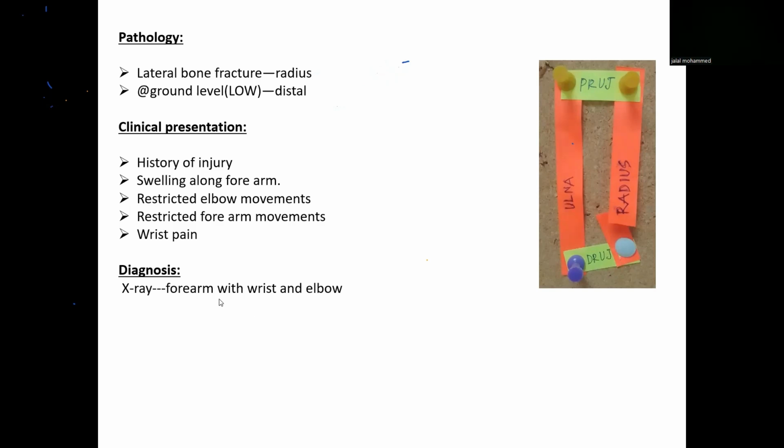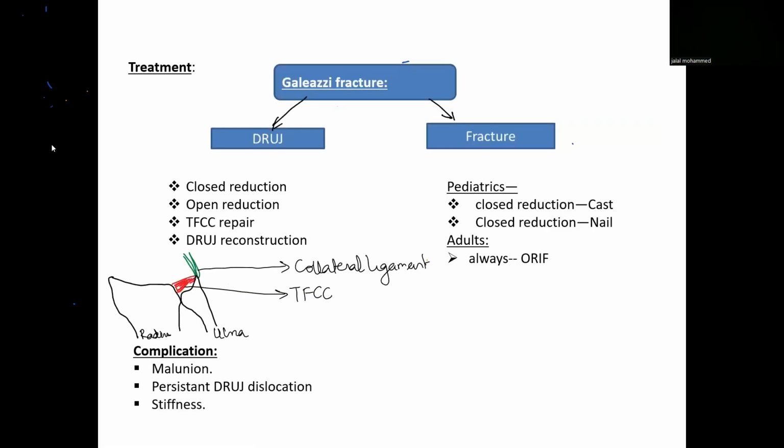You need to, as I told you before, always include the wrist and elbow joint when you are taking the X-ray, because if you just concentrate over the fracture, we are likely to miss the radial head dislocation or ulnar dislocation at distal radio-ulnar joint. How will you treat this fracture? So as I told, we have two components here. One is fracture and second is distal radio-ulnar joint disruption.